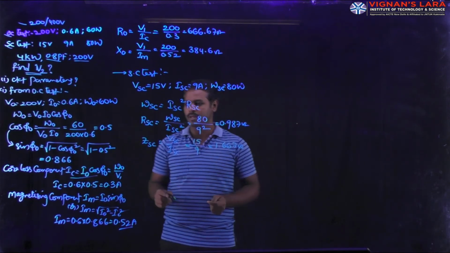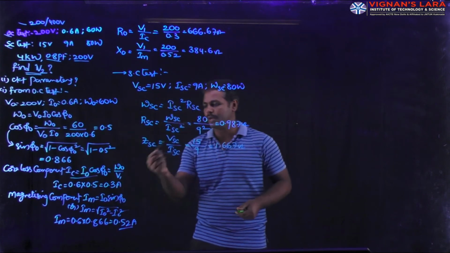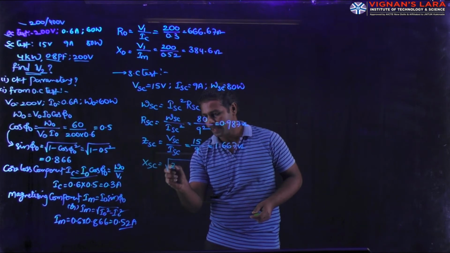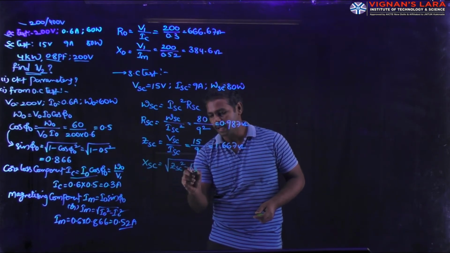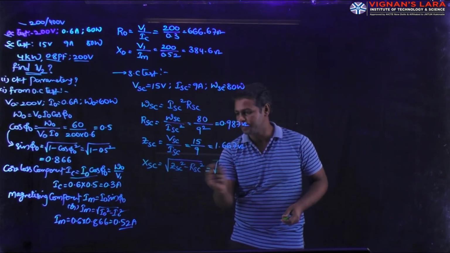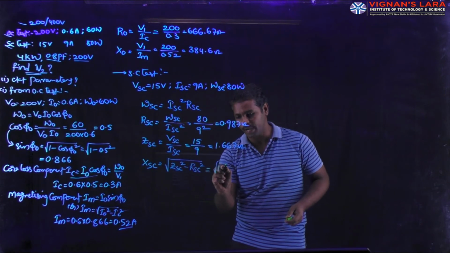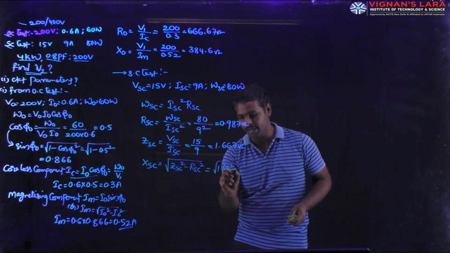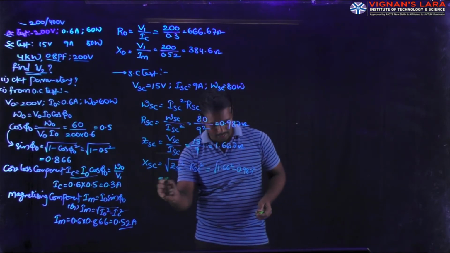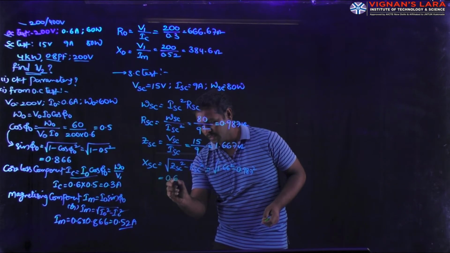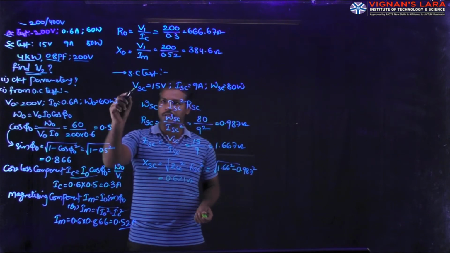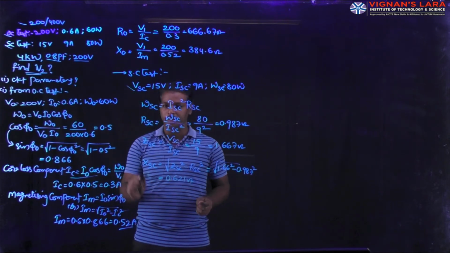So by calculating these two, we can find out XSC, the short circuited reactance, which is equal to the square root of ZSC square minus RSC square, which is equal to the square root of 1.667 square minus 0.987 square. So finally XSC is equal to 0.621 ohms.